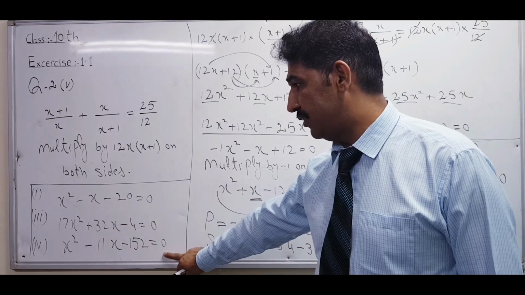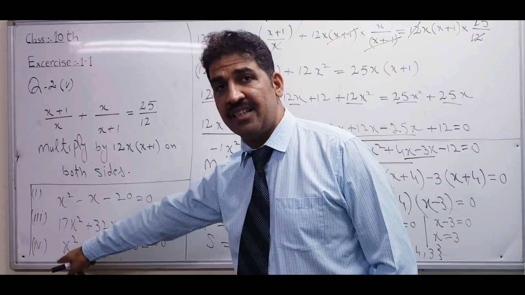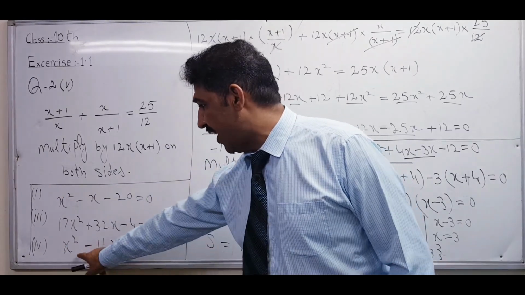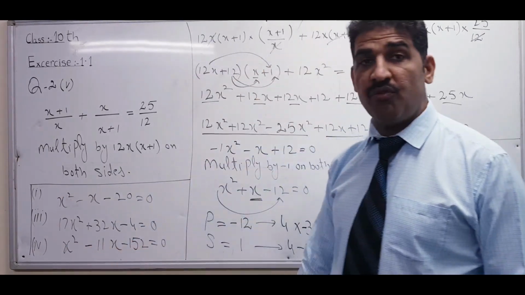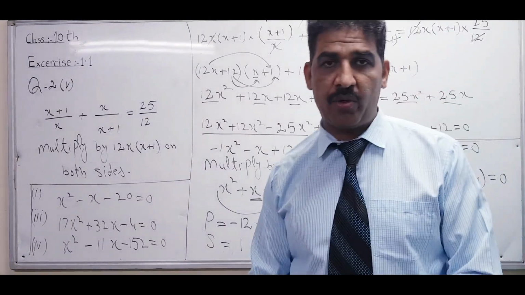The third part, but in question number 2 in your book it's part number like that, that's why I wrote like that. So x square minus 11x minus 152 equal to 0. So make its factors and show me. Okay, thank you.